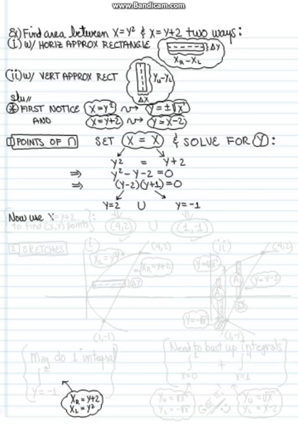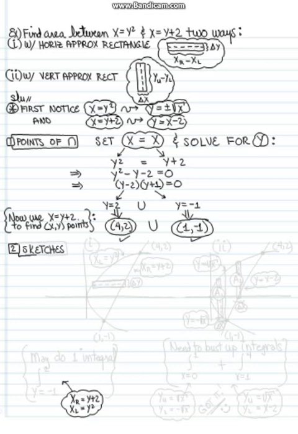Now we want to find the x partner by using either of the two given functions. The easiest one to use would be x equals y plus 2 to find the x partners. So when y is equal to 2, we plug it into the equation and it gives us x equals 4. When y is equal to negative 1, it gives us x equals 1. So there are two ordered pairs of points of intersection.